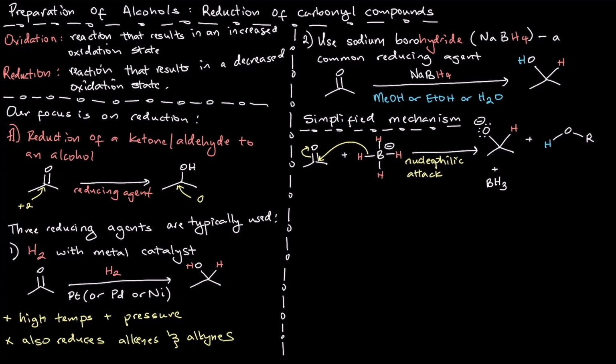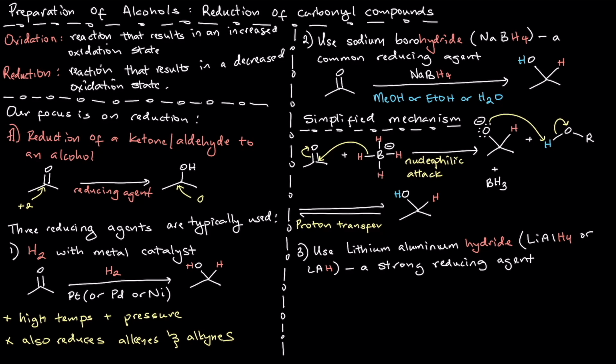And then in your second step, your alkoxide can then deprotonate the solvent molecules, so it could be ethanol, methanol, or water, in a proton transfer step to form your alcohol.